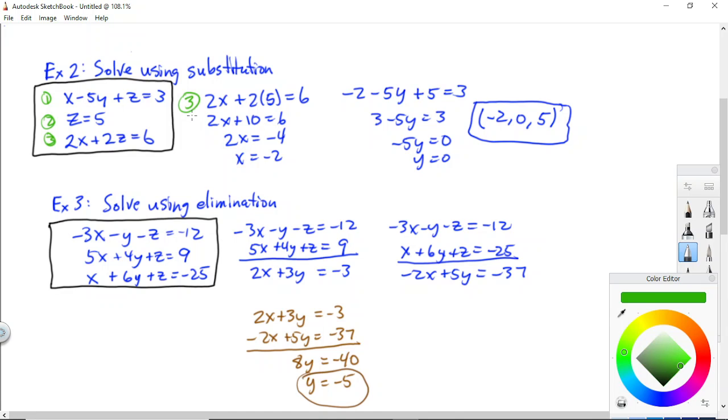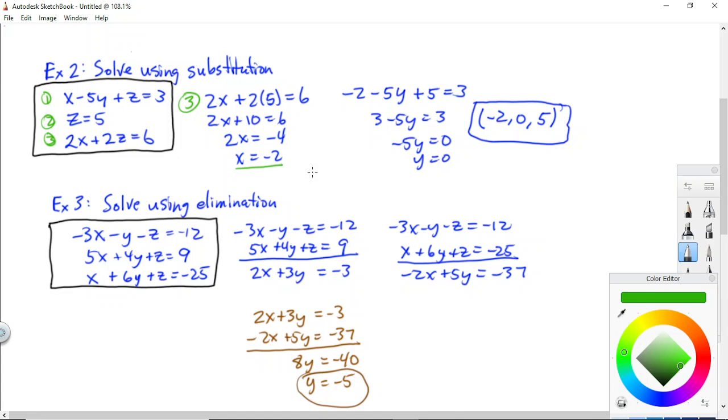It's equation number 3. Substitute the 5 in for the z, and it was 2x plus 2z. It becomes 2x plus 2 times 5 equals 6. We multiply out the 2 times 5, subtract 10 from both sides, and divide by 2. So we get x equals 2.